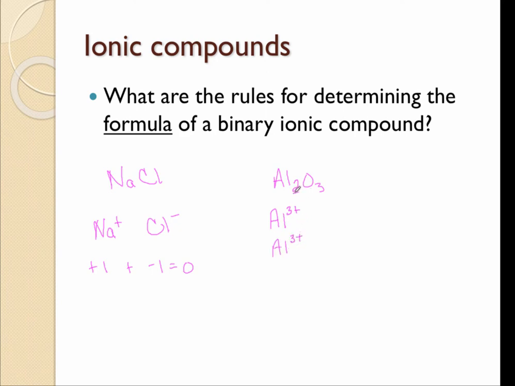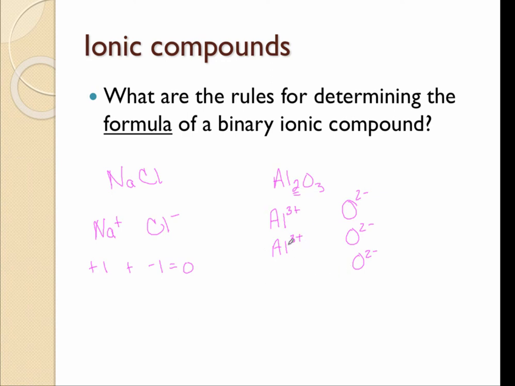That's what this subscript means, correct? I have 2 of this element. Okay. Then I have the oxide ion, -2. Again, you should be able to tell that from the periodic table. I have 3 of those. O 2 minus.